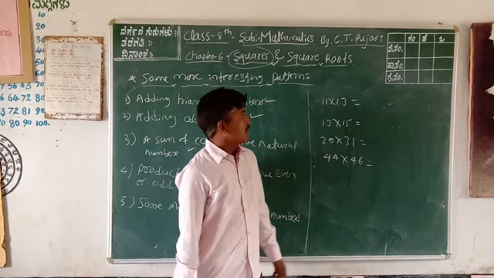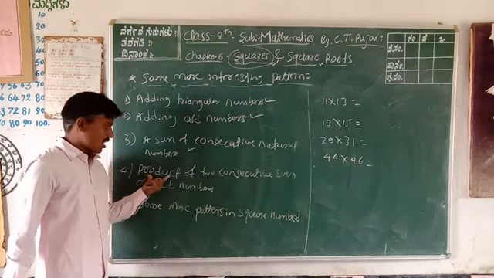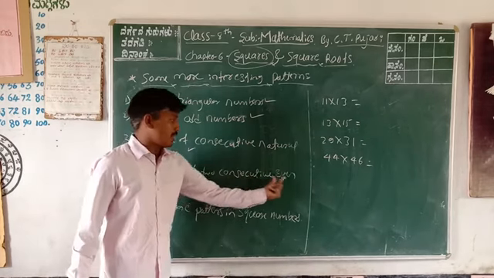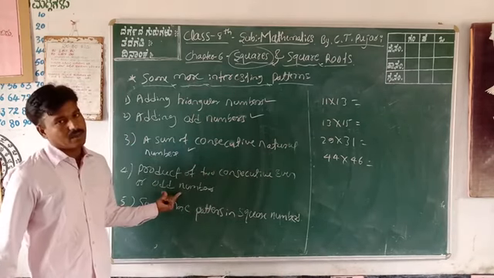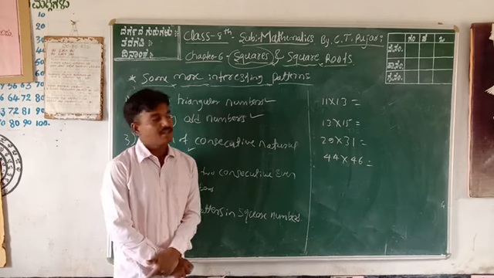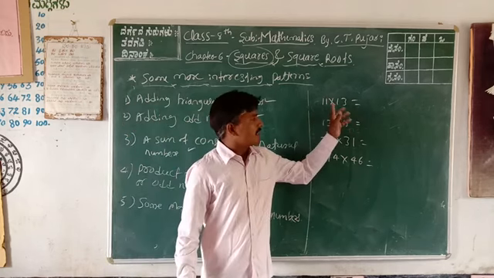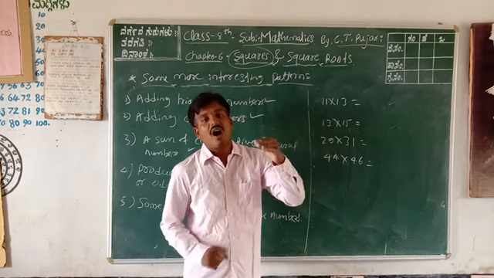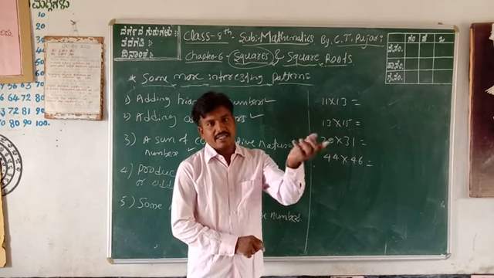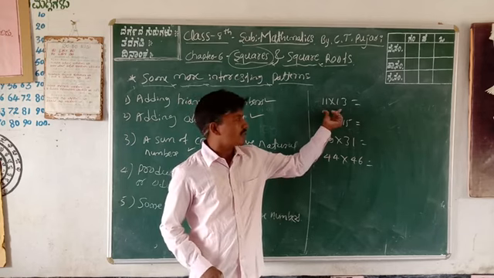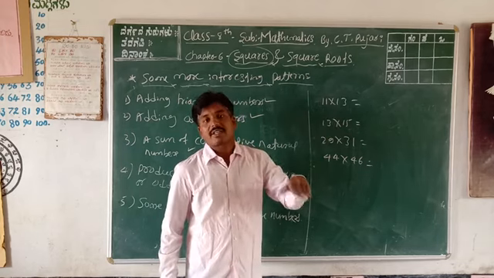Okay. The next one is what? The product of two consecutive even numbers or odd numbers, that is also perfect squares here. Consider 11 and 13, the consecutive odd numbers. 11, next is 13, which is an odd number. These two are consecutive odd numbers. The product of these two is also a perfect square.